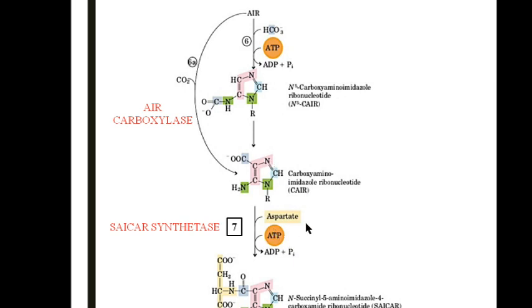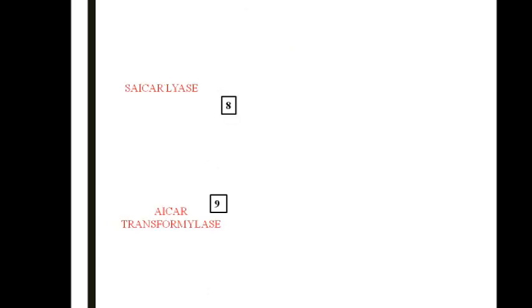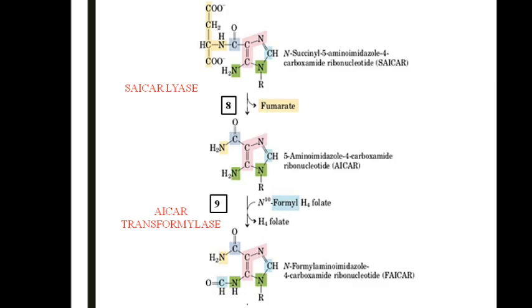And after this, we have an addition of aspartate with the help of SAICAR synthetase, going to synthesize something called SAICAR. And after the SAICAR synthesis, there should be removal of fumaric acid, because we require only the amino group from the aspartic acid. So there is a removal of fumarate with the help of SAICAR lyase. And at step number 9, there's again addition of one more carbon molecule from the formyl tetrahydrofolate with the help of transformylase, resulting in FAICAR.